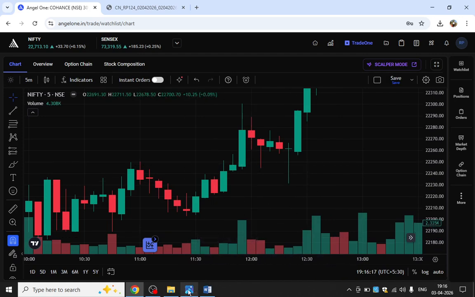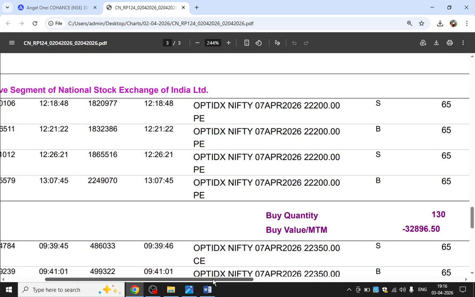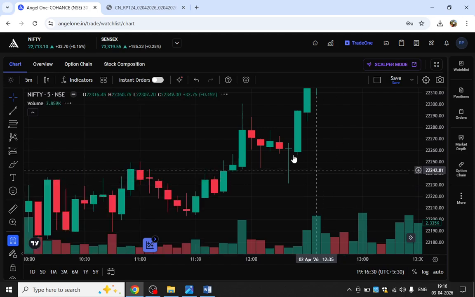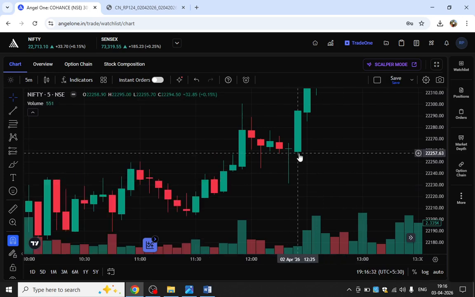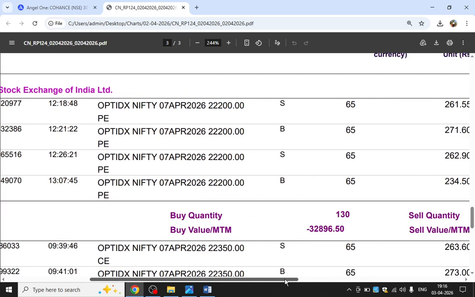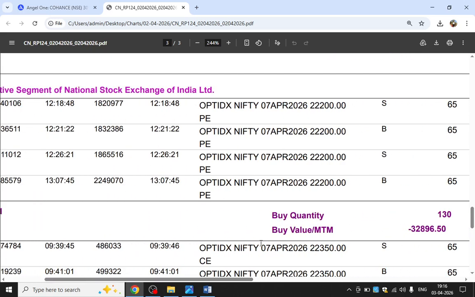Okay, then after that I took another at 1226. So you can see that at 1226 on this bar I took the trade once the price went above this bar. Okay, and I shorted a PE at 262.9 rupees. Now the funny part is going to come.